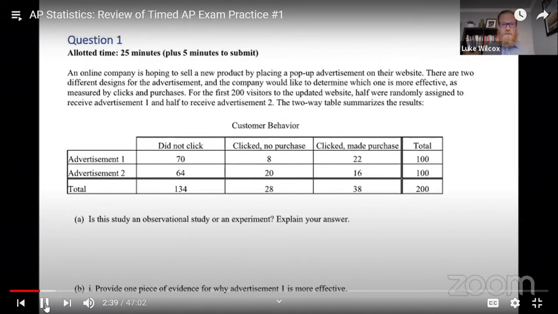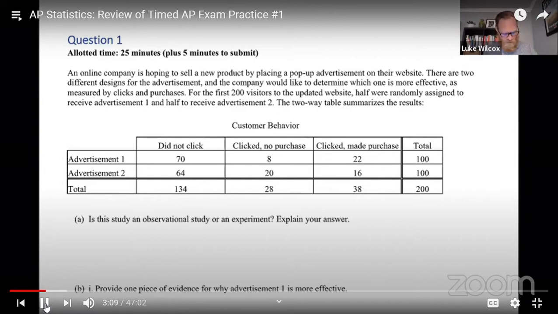So here we go. The question says, an online company is hoping to sell a new product by placing a pop-up advertisement on their website. There are 2 different designs for the advertisement, and the company would like to determine which one is more effective as measured by clicks and purchases. For the first 200 visitors to the updated website, half were randomly assigned to receive advertisement 1 and half to receive advertisement 2. The two-way table summarizes the results.